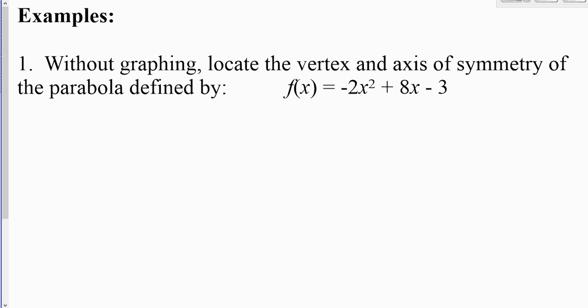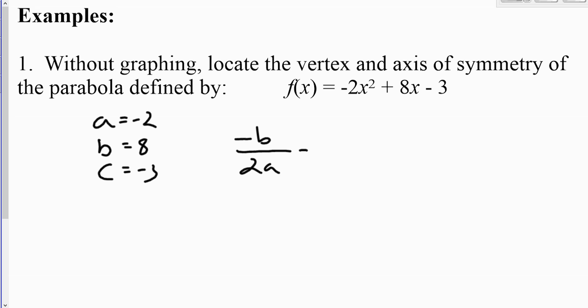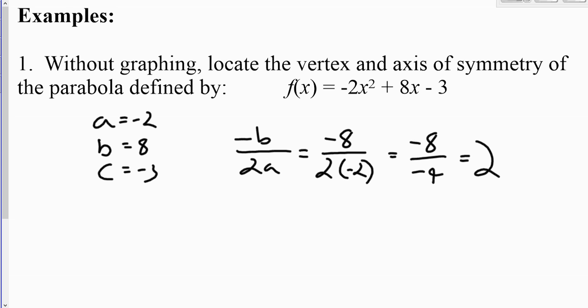So, first example here: without graphing, locate the vertex and the axis of symmetry of the parabola defined by f of x here. First thing I'm going to do is identify my a, b, and c. My a is negative 2, my b is 8, and my c is negative 3. If I want to do negative b over 2a to find my x value, I get negative 8 over 2 times negative 2. This is negative 8 over negative 4, which is equal to 2. So that is my x value for my vertex.